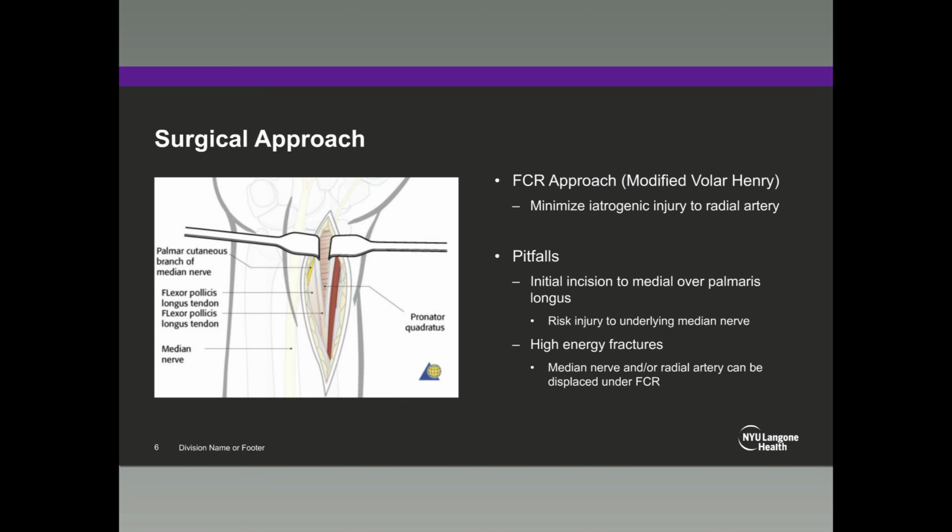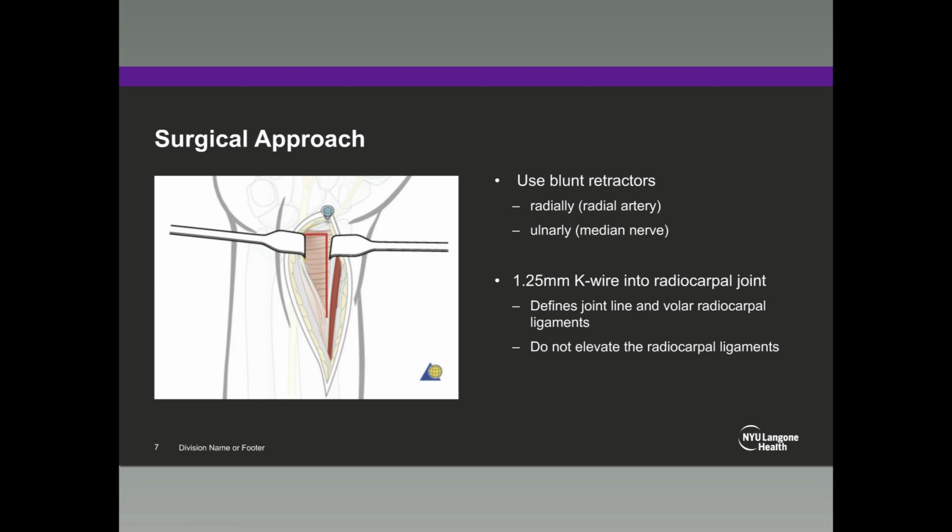Also, in high-energy fractures, the radial artery and the median nerve can be displaced directly under the FCR tendon due to the initial displacement of the fracture. This can oftentimes disrupt the underlying interstitial tissue holding these important structures in place, so you may be expecting an underlying fascial layer that may not be present. So it's very important, especially in high-energy fractures, to have a very low threshold and a careful dissection.